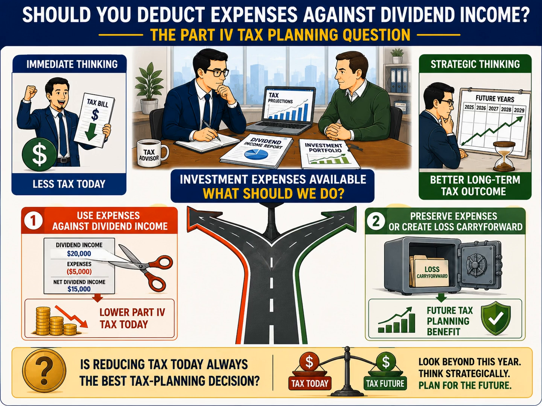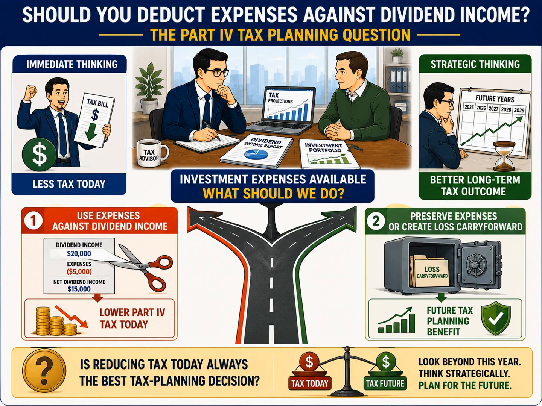However, the second option introduces a different perspective. Instead of using the expenses immediately, the corporation may choose to preserve those deductions or create a loss carry-forward that can potentially be used in future years. As shown on the right side of the slide, this approach may not reduce tax today. In fact, it may result in higher Part 4 tax in the current year. But it creates something valuable: future tax planning flexibility. Those preserved losses may be available to offset future investment income, potentially generating tax savings when they are needed most.